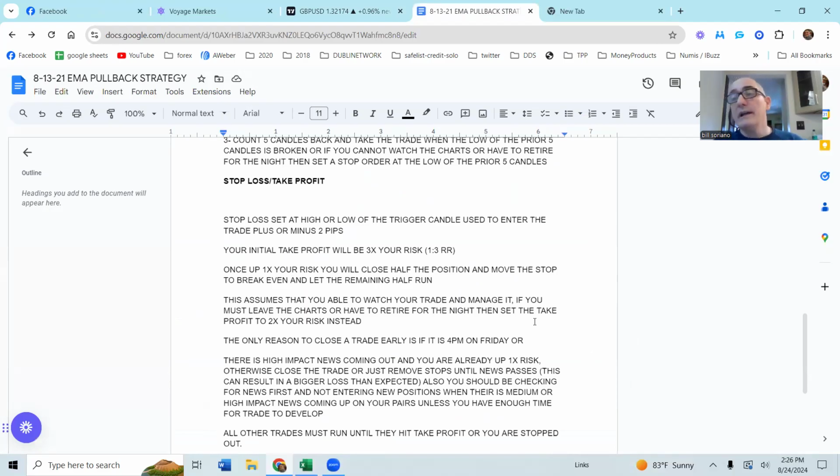So if you haven't been up and you haven't closed any part of your trade, you just set it at 2 times your risk. If you did move your stop loss to break even, then you can just let it run to 3 times your take profit, or it will go back down to your entry and you'll get stopped out at break even.